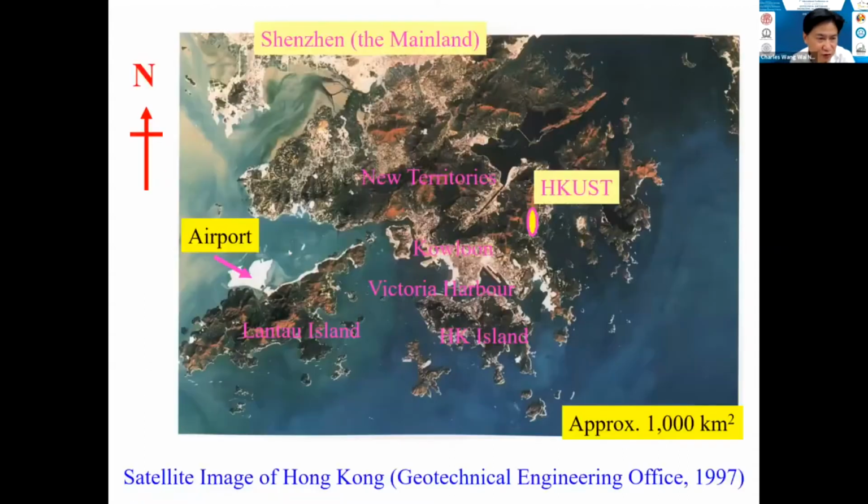And here's an aerial photograph showing Hong Kong. Hong Kong is very small. If you land at this airport here on the left-hand side, then travel to the east about 40 minutes, we reach our campus on the east coast.